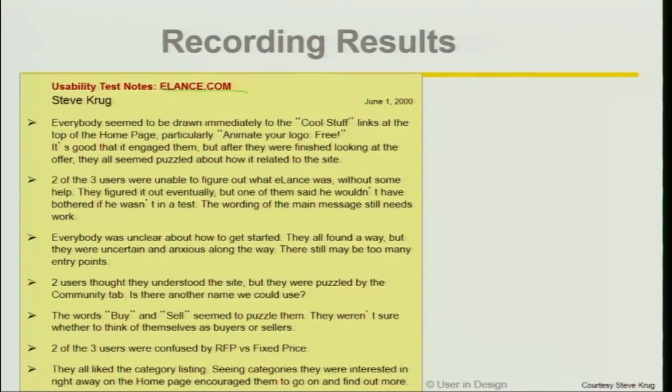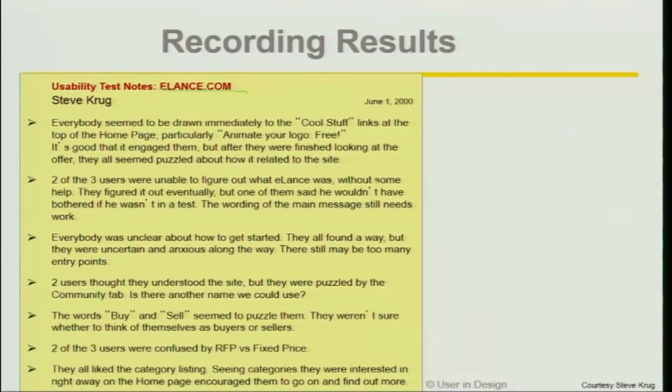one-page summary like this at the end of every user. It's good that it engaged them, but after they were finished looking at the offer, they all seemed puzzled about how it related to the site. Okay, it was initially attractive, but then they couldn't connect it to the site. 2 of the 3 users were unable to figure out what Elance was.